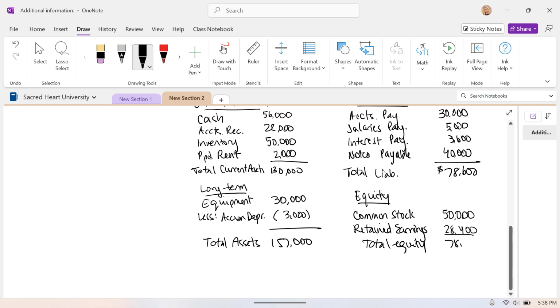Total equity, $78,400. And total liabilities plus equity. Add the $78,600 plus the $78,400 and get $157,000, same as our assets.